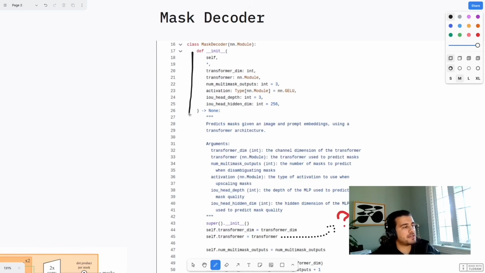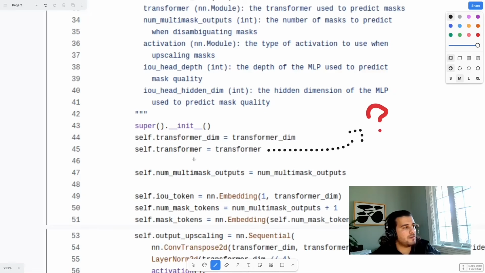So here you have the class, the mask decoder class. There's a bunch of variables that are of our interest, especially this one, the transformer one. So you see transformer, it's a module, and then you see it being instantiated here. self.transformer equals transformer.